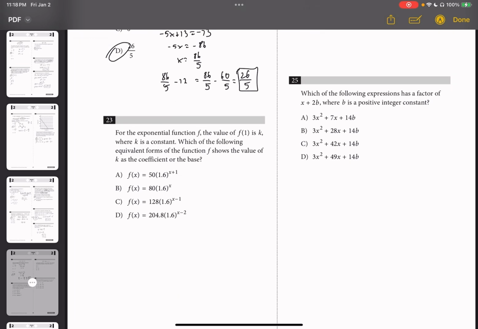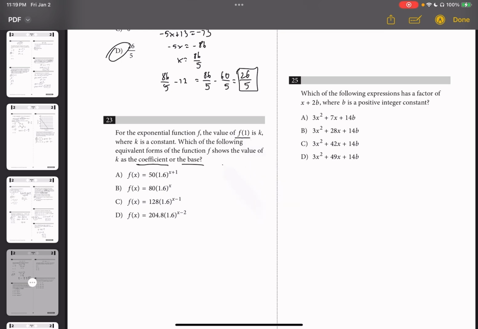Question 23. For the exponential function f, the value of f of 1 is k, where k is a constant. Which of the following equivalent forms of the function f shows the value of k as the coefficient or the base? So if we're looking for the coefficient or the base, that means it needs to be this or this in each of them. So we're looking for f of 1 is k, where k is a constant. So any of these could represent k, but it needs to be at f of 1.